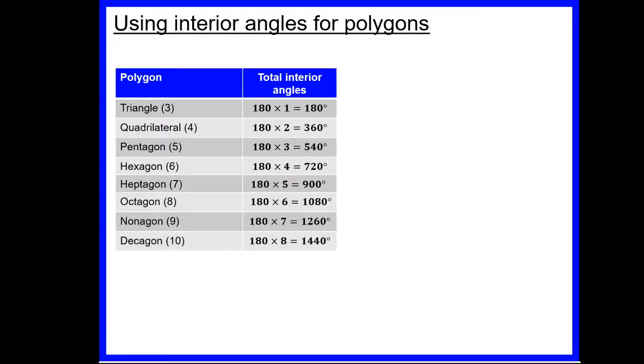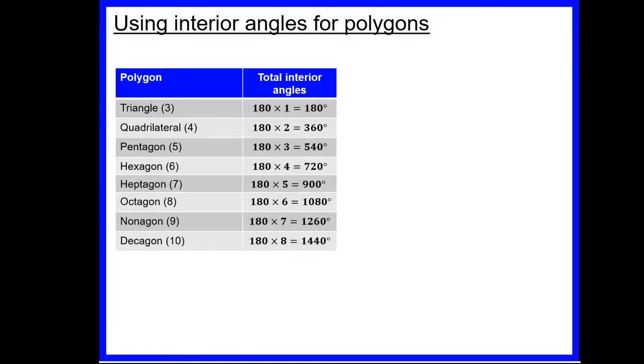So we should have then these values. So we've already done up to a hexagon. A heptagon, we can create 5 triangles, so 7 sides. 7 minus 2 is 5, and 5 times 180 is 900. And you can see there the results for the other shapes. Again, pause the video, make a note of those total interior angles or check your answers.